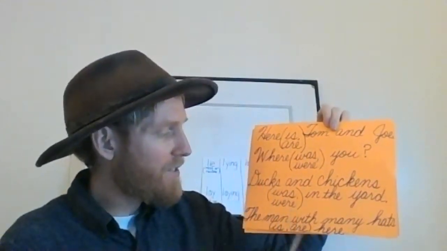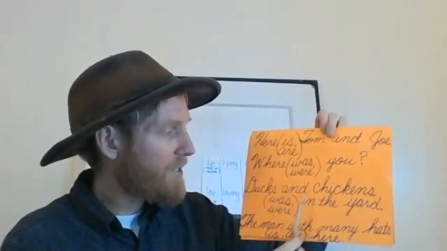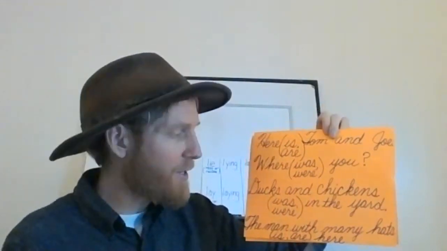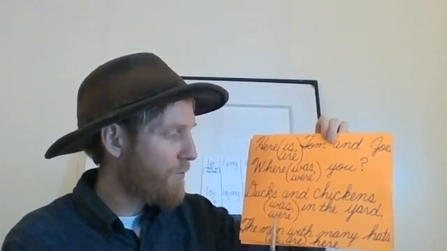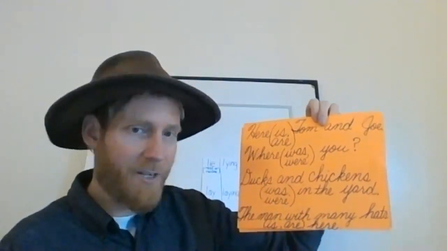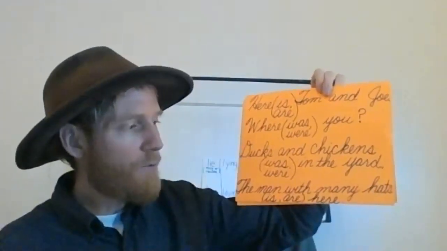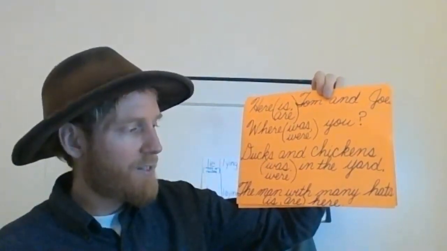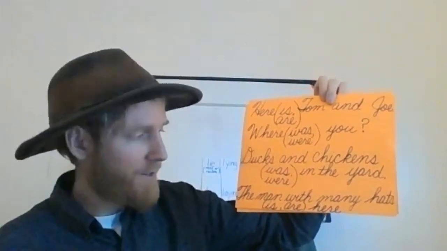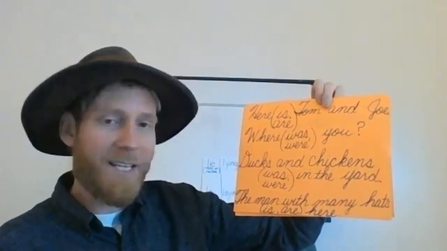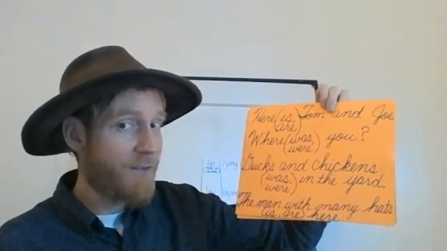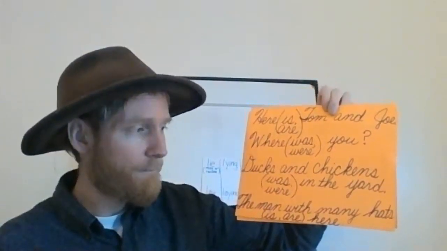Ducks and chickens was in the yard, or ducks and chickens were in the yard? And that one's not too hard because it's plural, right? The ducks and chickens were in the yard. The man with many hats is or are here? Is it is or are? Raise your hand if you think it's is. Raise your hand if you think it's are.